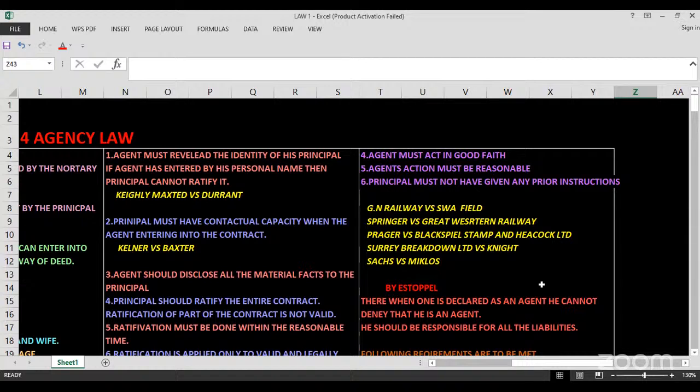So which means that is created through necessity, no? And he's not given any prior instruction about that. If he's given the instruction, then he knows what to do. Then it won't be through necessity. Okay.